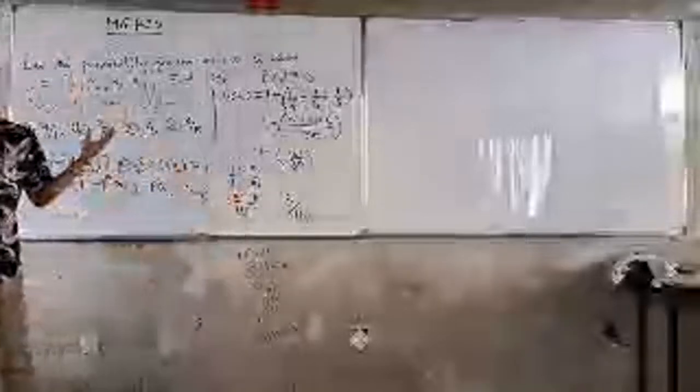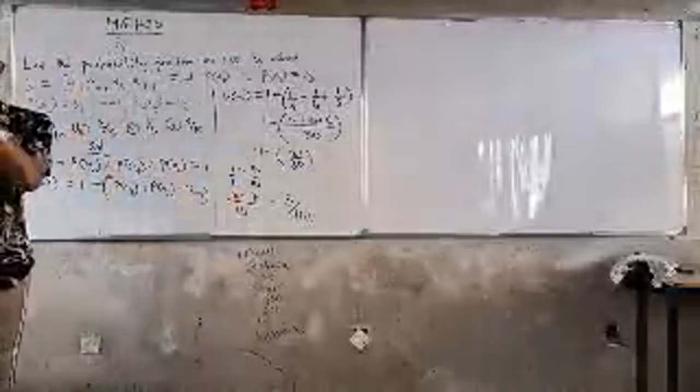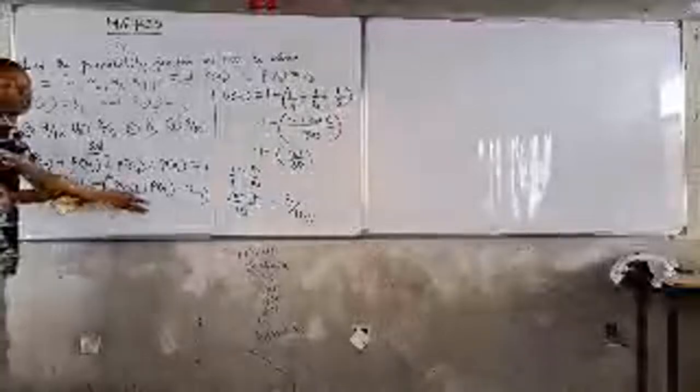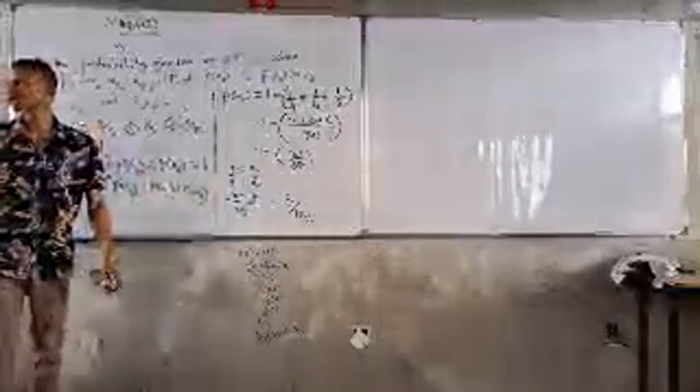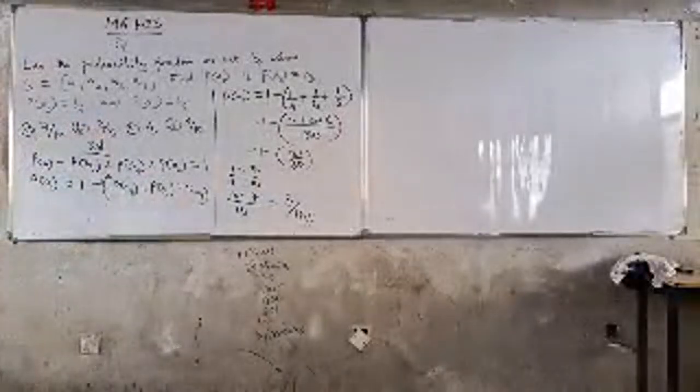Do you understand this? Just take note that all the probability will equate to 1. So if you have to find one of them, then just 1 minus the sum of the rest. That will give you the probability of the first one, of any one.